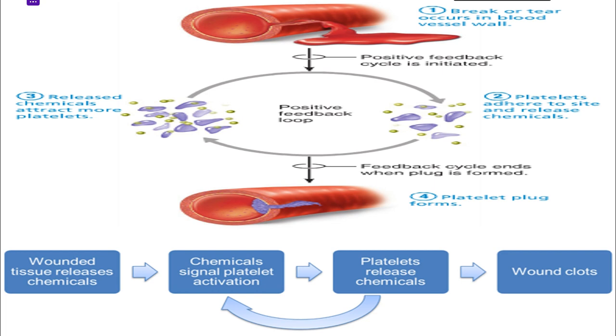You can see number 1, we have a break or tear in the blood vessel. Number 2, platelets adhere to the site and release chemicals. Number 3, released chemicals attract more platelets. And number 4, a platelet plug is formed. Here we have wounded tissue releasing chemicals. Number 2, the chemicals signal platelet activation. Number 3, platelets release chemicals, and the function of those chemicals is to signal platelet activation until a clot is formed.